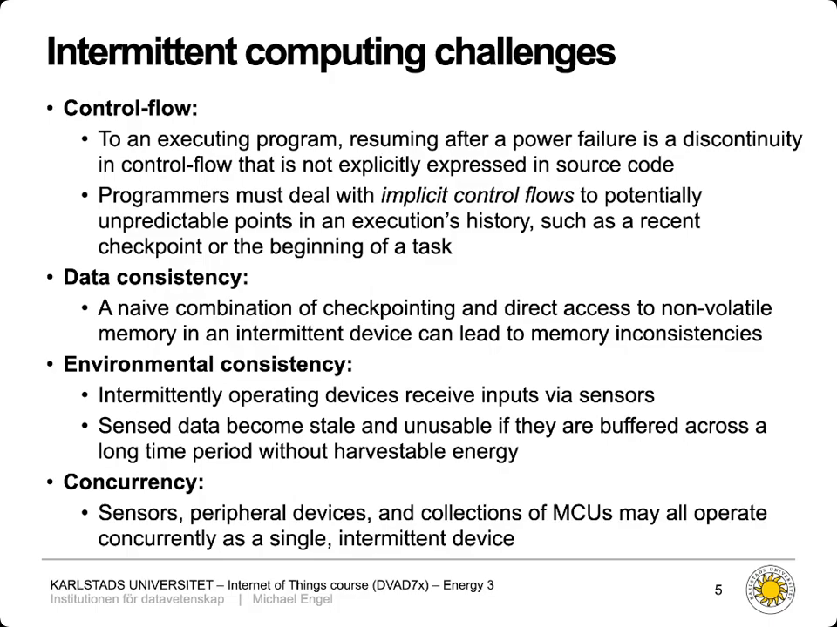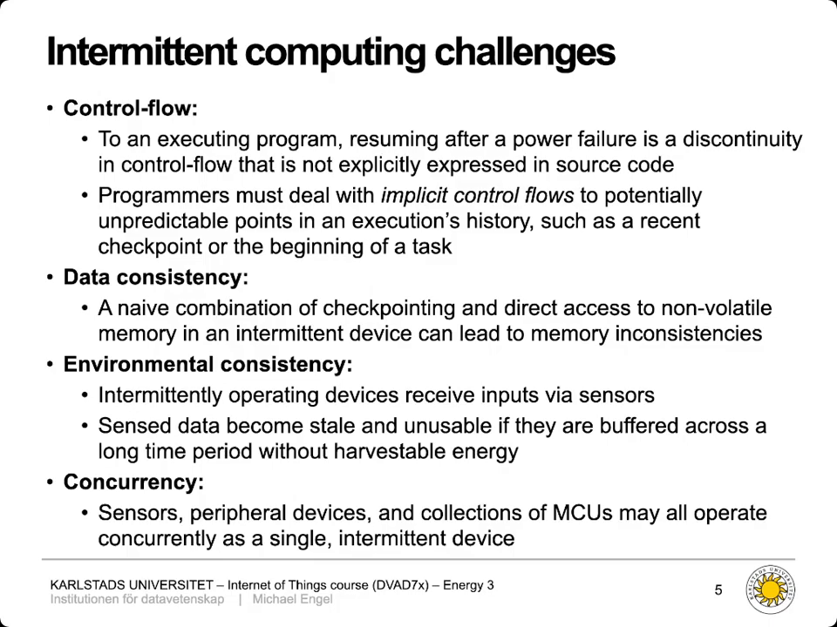So let's go into some details of the problems or the challenges that are arising due to the use of intermittent computing. We've seen control flow before, so if a program is executing and then a power failure happens and then you resume the execution of your program after a power failure, this is what we call a discontinuity in the control flow. And we cannot express this in our usual programming languages. So it's not explicitly expressed in the source code. We cannot know when it is going to happen because this depends on the amount of energy available.